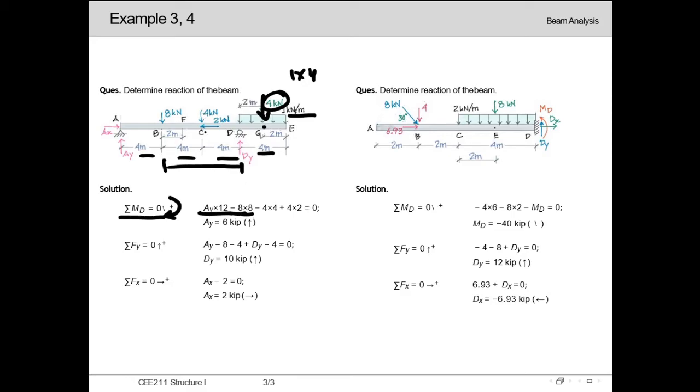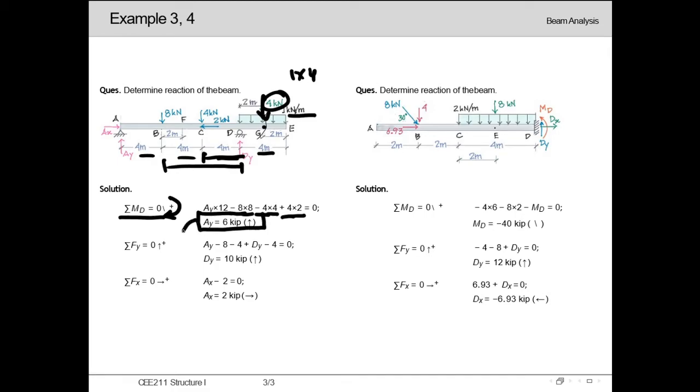And this 4 kilonewton is also giving rotation in anti-clockwise direction, so minus 4. Here the moment term is 4, so minus 4 into 4. And lastly, 4 kilonewton is giving rotation in clockwise direction, so plus 4. The moment term with respect to point D is 2. From here we will be able to calculate the value of Ay.